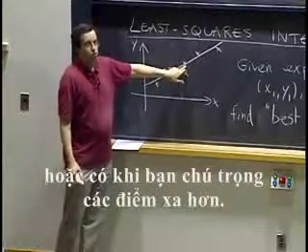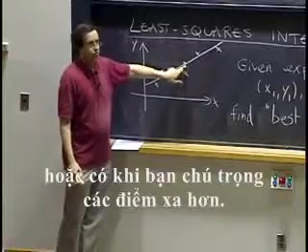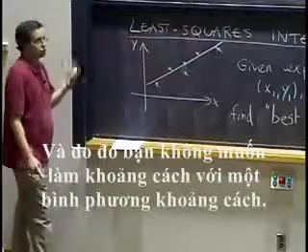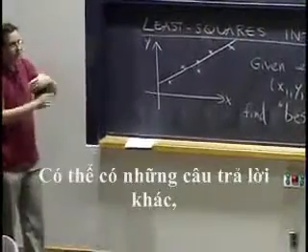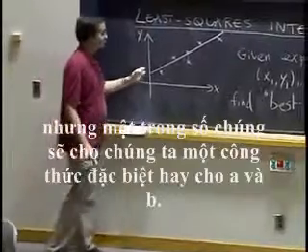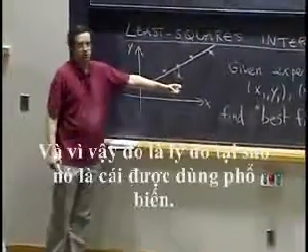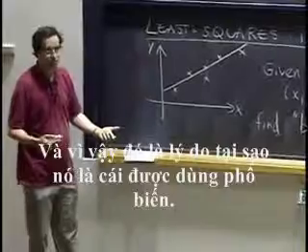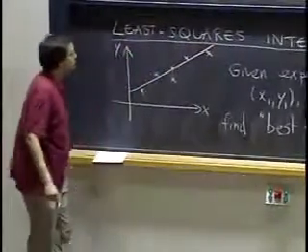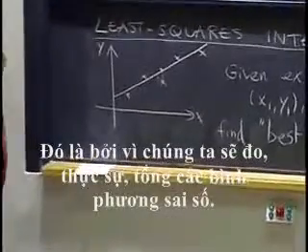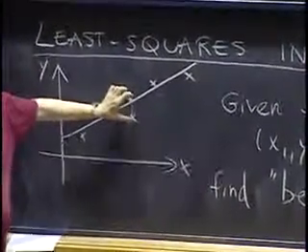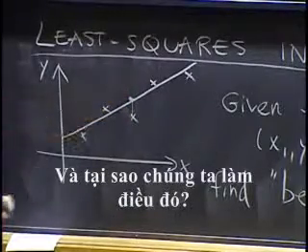Or maybe you want to actually give more weight to things that are further away, and then you don't want to use the distance, but the square of the distance. So there's various possible answers, but one of them gives us a particularly nice formula for A and B, and that's why it's the universally used one. Okay, and so here it says least squares. That's because we'll measure the sum of the squares of the errors. And why do we do that?